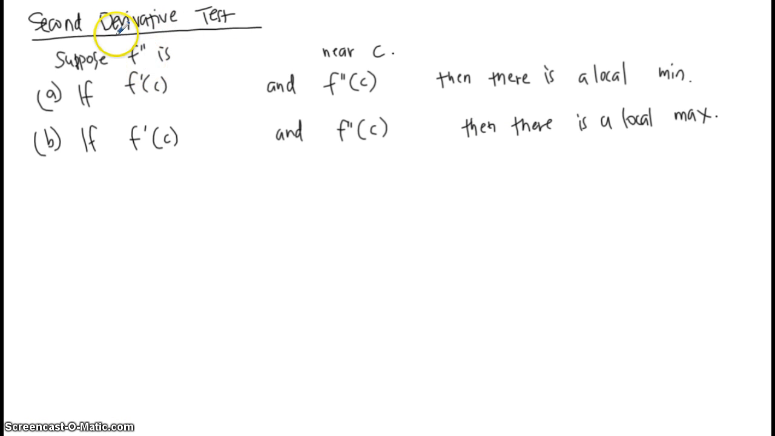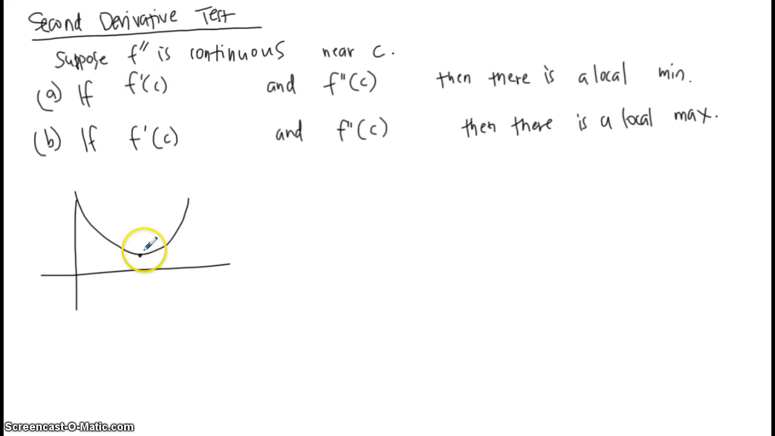So now using the second derivative, we can actually test for the exact same thing the first derivative test asked for. The second derivative test also tests for local minimums and local maximums. And it says, suppose that the second derivative is continuous, so it must exist and must still be continuous near the value of c. If the first derivative is zero and the second derivative is positive at c, you have a local minimum. So let's draw an example of a local minimum.